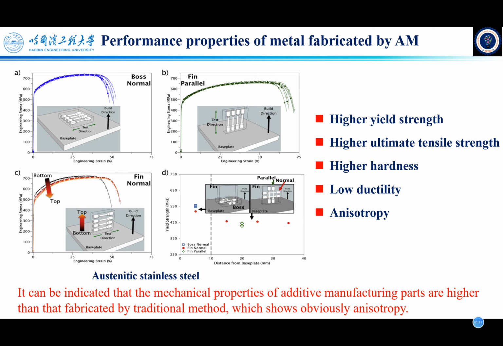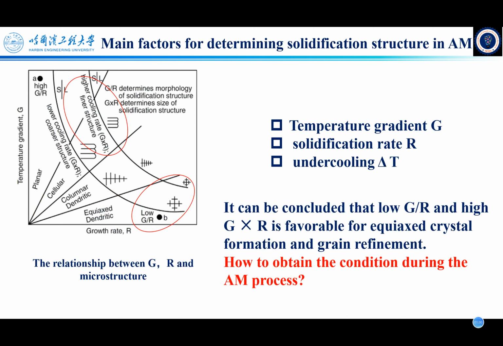For example, for the austenitic stainless steel, the strengths of additive manufacturing parts are higher than those fabricated by traditional methods, while the parts have low ductility and obvious anisotropy, which limits the application of AM in the engineering fields.